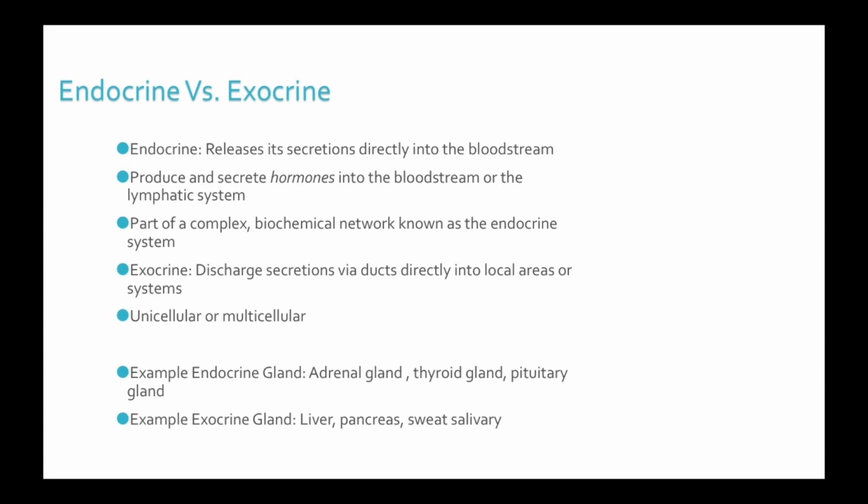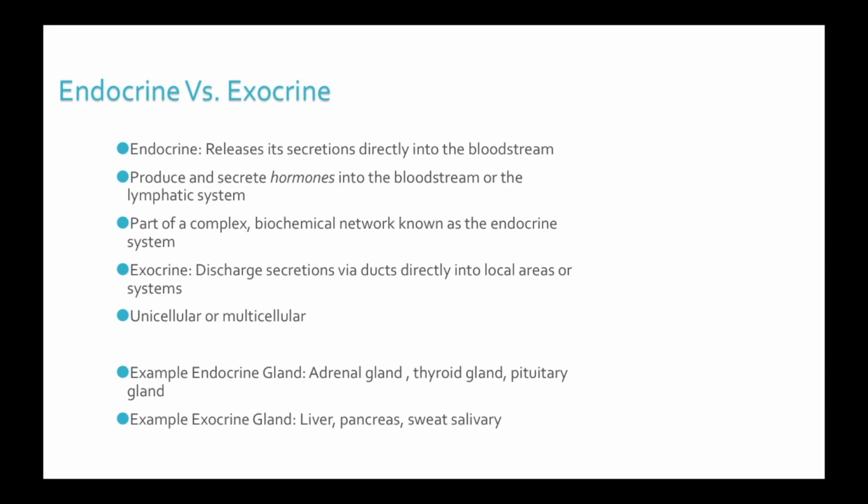Endocrine, it releases secretions directly into the bloodstream. So anytime we're talking about endocrine system, we're talking about the release of secretions for use in the body. They produce and secrete hormones into the bloodstream or into the lymphatic system, and it's part of a complex biochemical network known as the overall endocrine system. Examples of an endocrine gland, of course, are the adrenal gland, thyroid gland, pituitary gland.